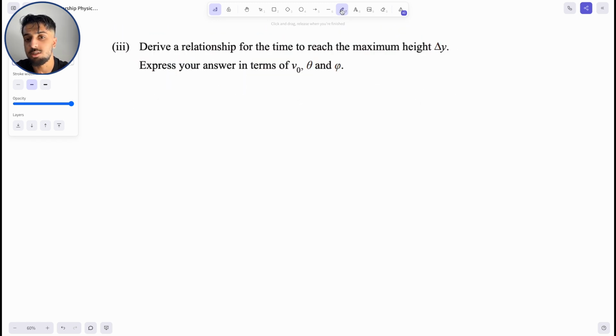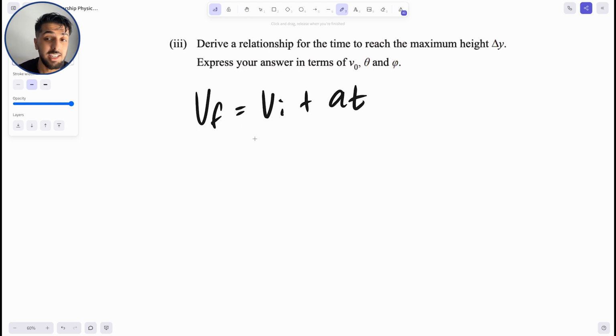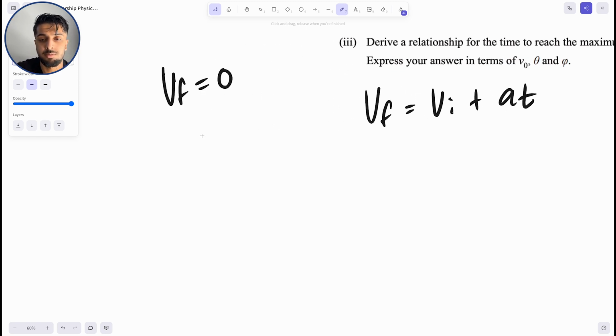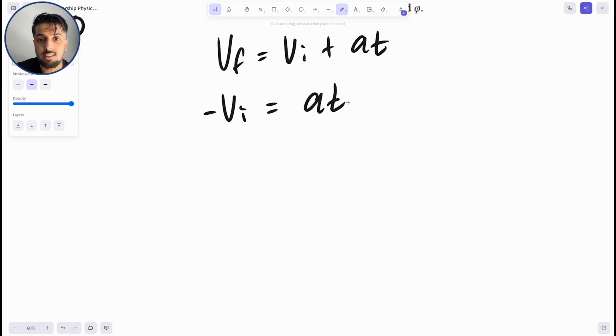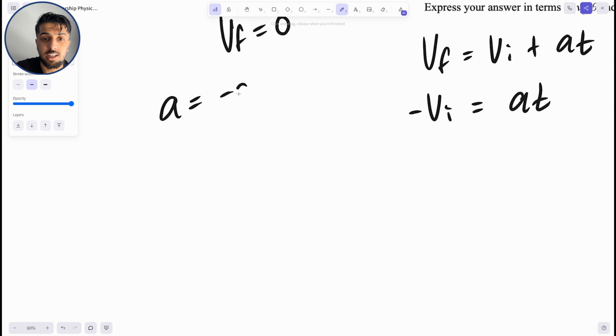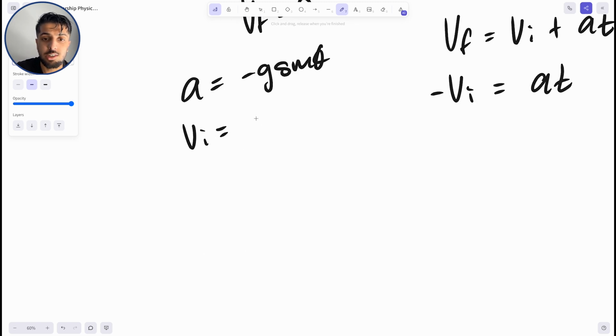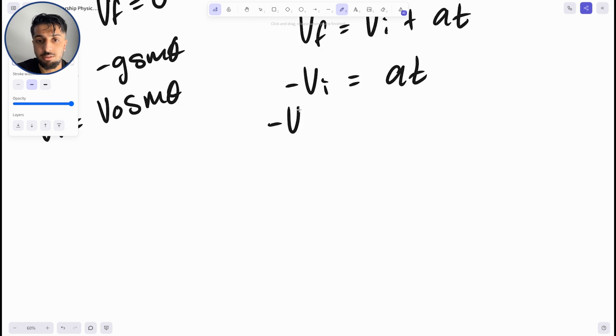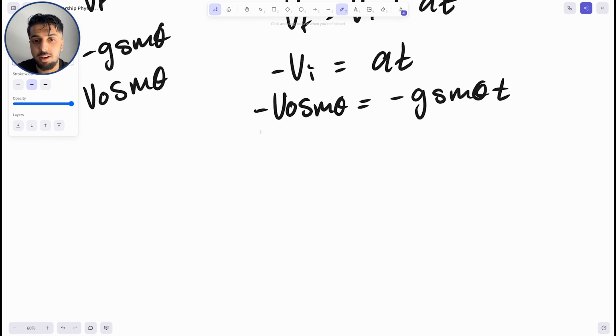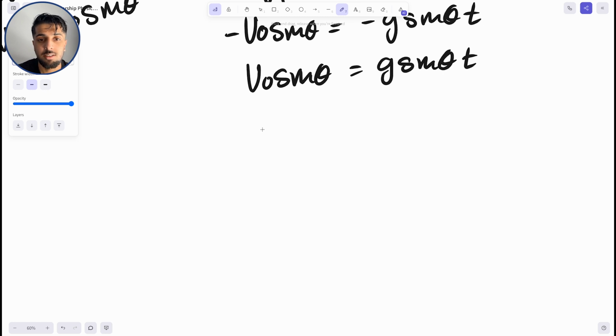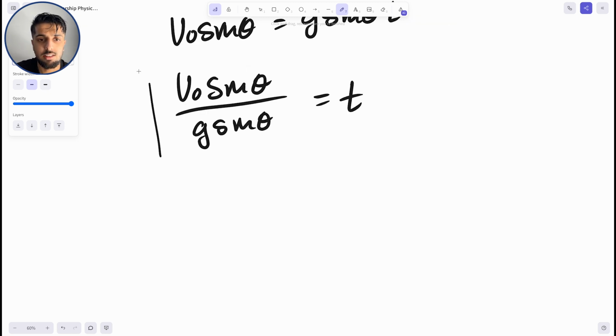Derive a relationship for the time to reach maximum height delta y. Express your answer in terms of v naught, theta, and phi. Okay, so for this we can use the kinematic vf is equal to vi plus at. Again, at the height of the motion, vf is equal to 0, and therefore negative vi is equal to at. Now, as discussed in the previous question, our a is going to be negative g sine theta, and our vi is going to be v naught sine theta. And therefore, negative v naught sine theta is equal to negative g sine theta t. As we have negatives on both sides, we can just cancel them out, and we get v naught sine theta is equal to g sine theta t. Now we can divide both sides by g sine theta, and we get v naught sine theta all over g sine theta is equal to our time. And this is our final expression.